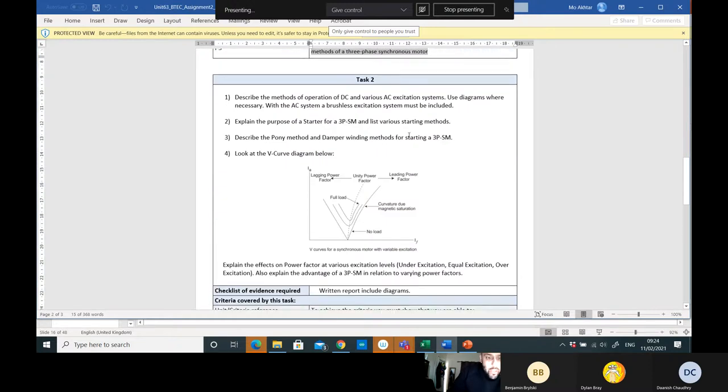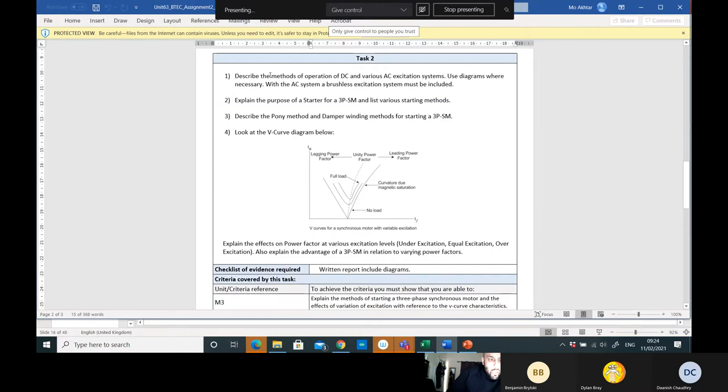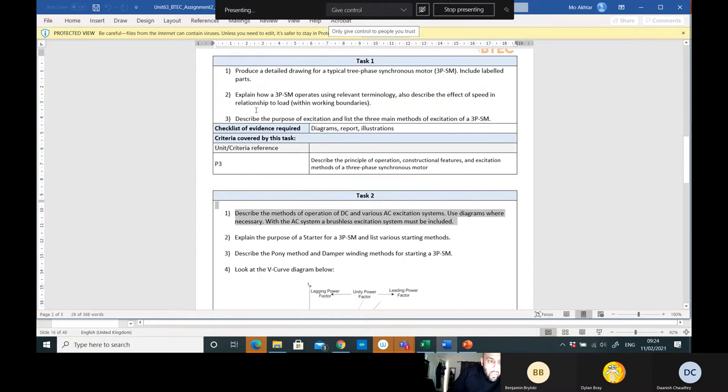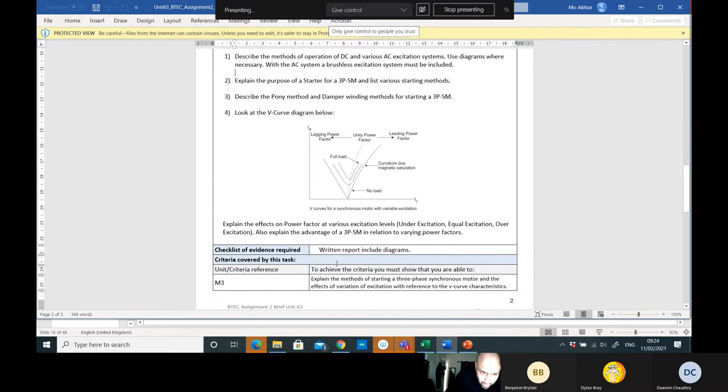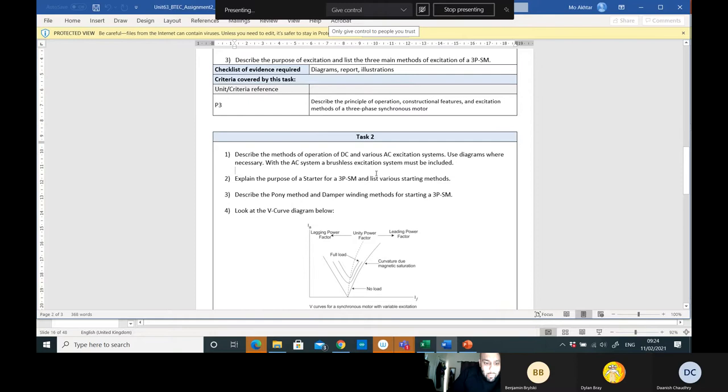Okay, and then task two, a bit more detail. You got to describe the methods of operation of DC and various AC excitation systems. Use diagrams where necessary. With the AC system, brushless excitation must be included. Now this is similar to part three of task one, very similar. But here you've got to talk about it in more detail in terms of its actual mode of operation, and the effects of its various excitation.